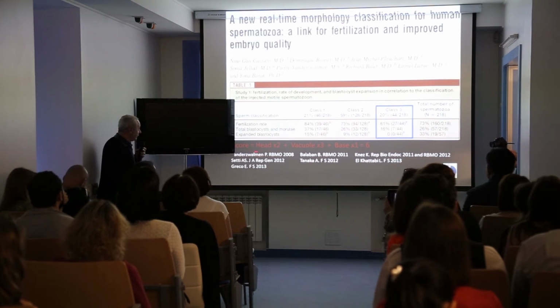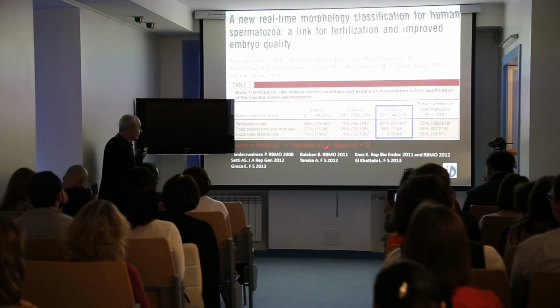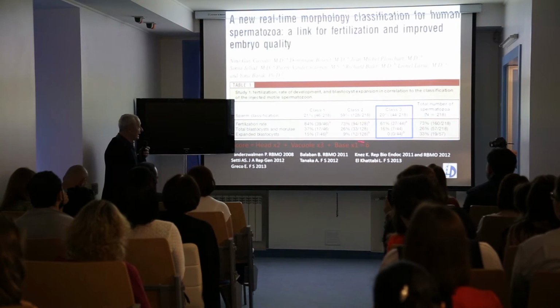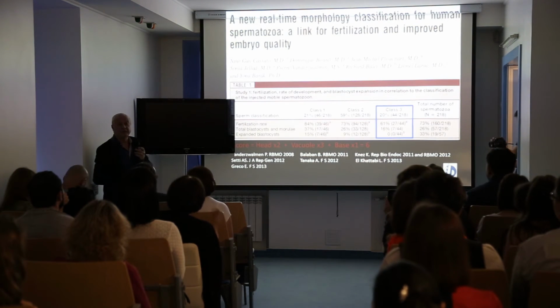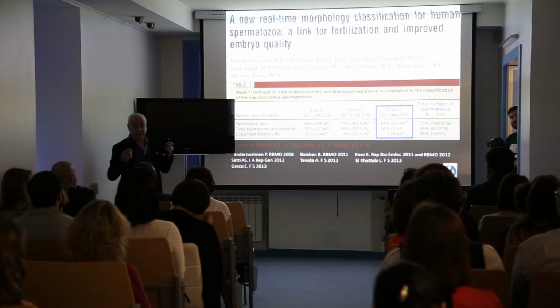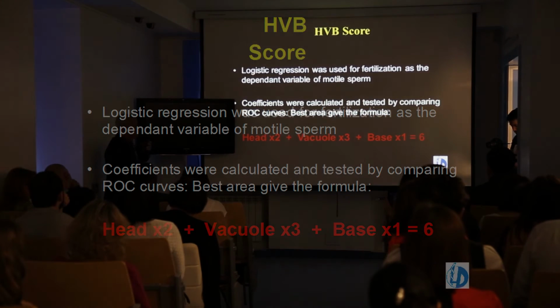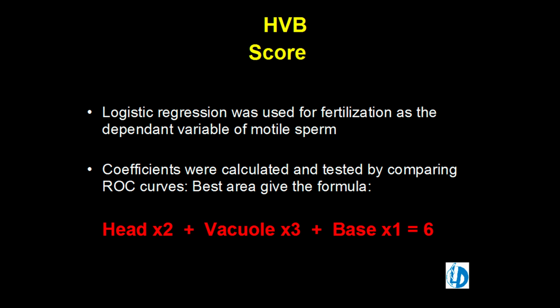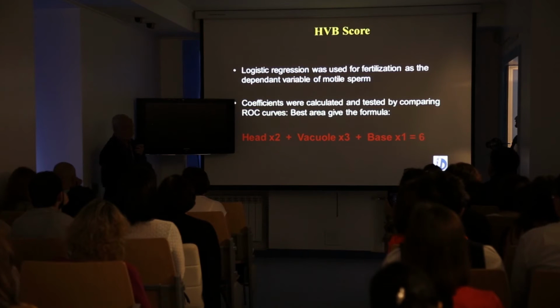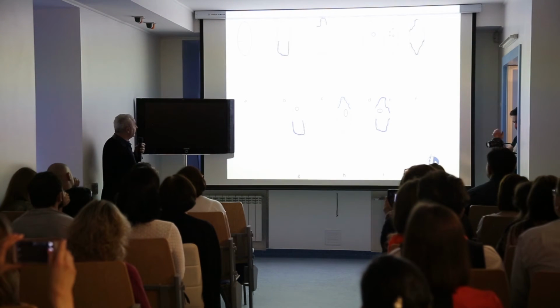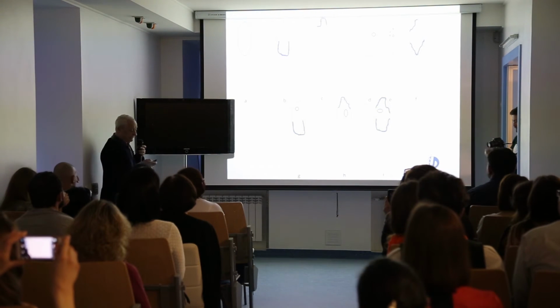And this is the score. For the head it is 2 points, for the vacuole 3 points, and for the basis 1 point. In total, it makes 6. And you are thinking like that. We made a logistic regression to have this formula, and there is a calculation for the basis, the vacuole, and the head. This is a classification.